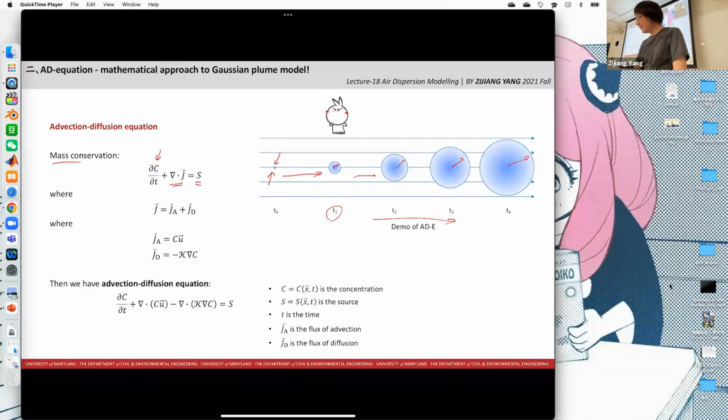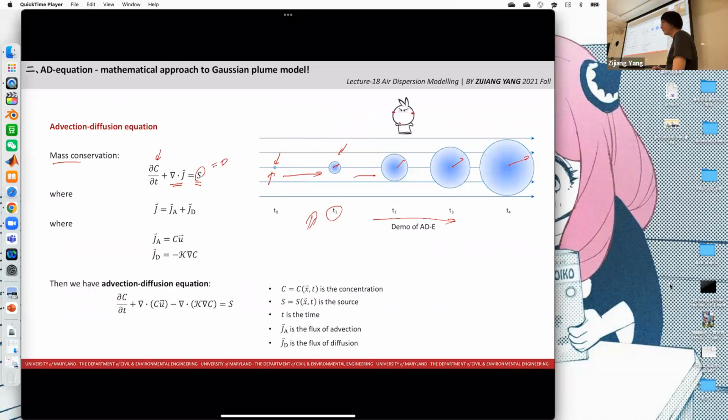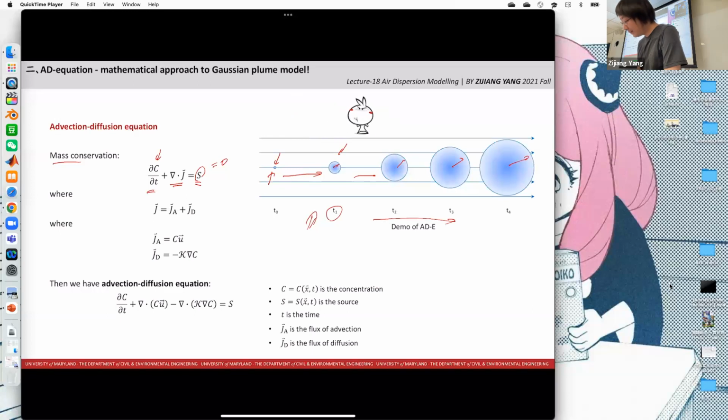So in this case, because we do not have a source always emitting the pollutant, specifically the source strength equals 0. And we can see that the concentration change with time equals the flux, and this makes sense. So in this equation, the flux J equals the flux coming from advection and the flux caused by diffusion. So J refers to JA plus JD.